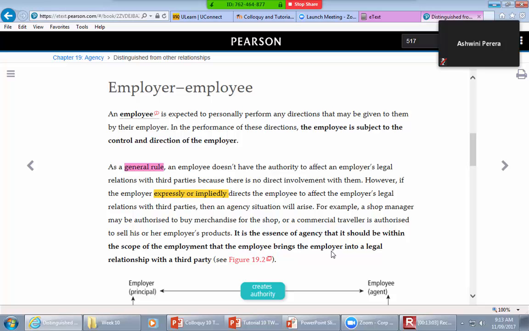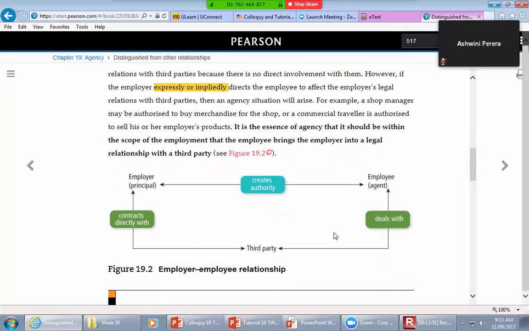situation? But usually it's the conduct. Implied is not by words, it's by conduct. So they have done something that would give, as you said, the reasonable person the impression that this person is in fact your agent. Okay. So it's either expressly or impliedly directs the employee to affect their legal relations with a third party. That would be then the agency situation.